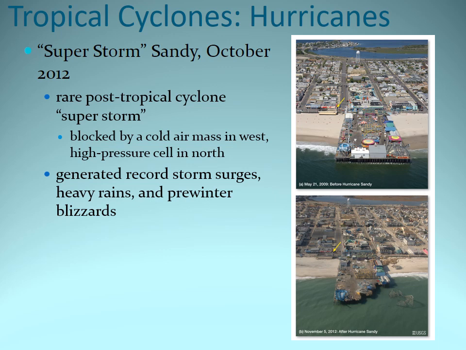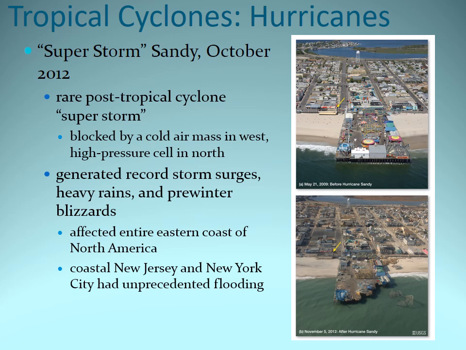It was a very weak system in terms of wind, but because of storm surge and heavy rain, it caused a lot of damage, especially in New York and New Jersey. So we have a couple of pictures here of before and after. We actually just have two pictures, one before, one after, of a pier. And altogether, we had $60 billion worth of damage.